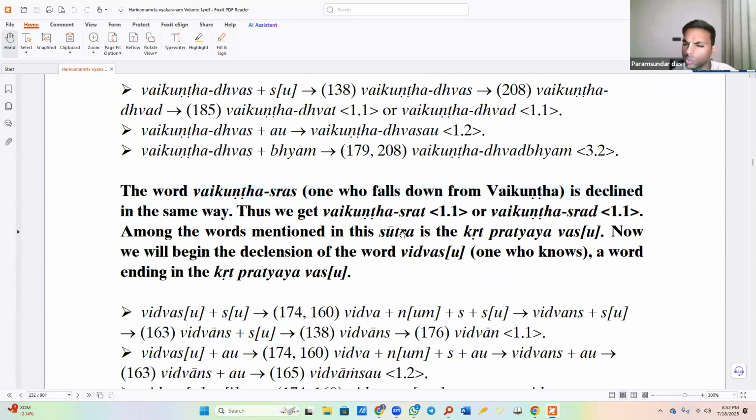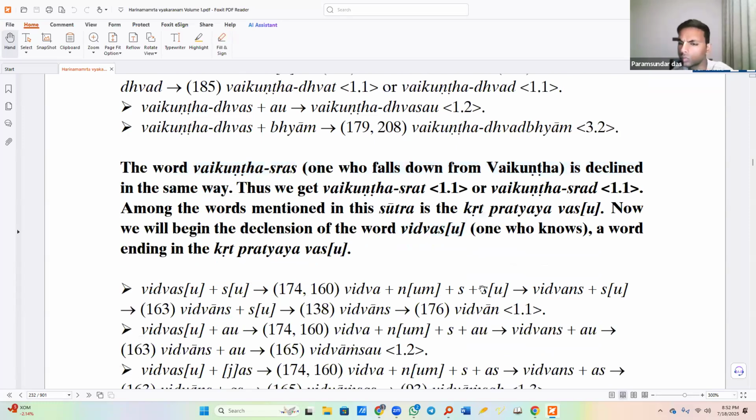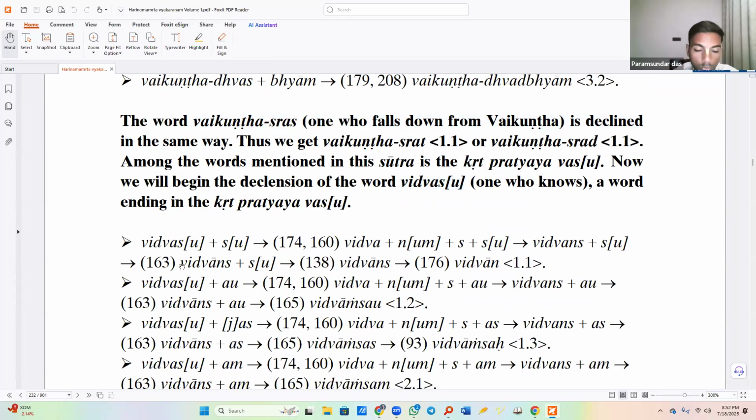Then the next word is Vidvasu. One who knows. So Vidvasu plus Su, Achas Chaturbhujanubandhanam Chanum Krishna Sthane, right? Because it has a Chaturbhuja as indicatory letter. Achas Chaturbhujanubandhanam cha Num Krishna Sthane. Krishna Sthana is following. So we insert Num after the last Sarveshwara of the Prakriti. So it becomes Vidvangs plus Su.